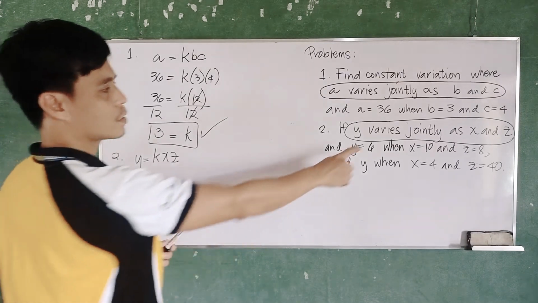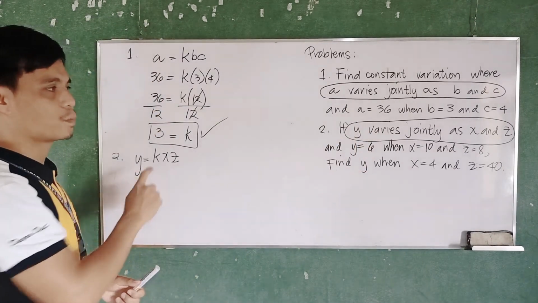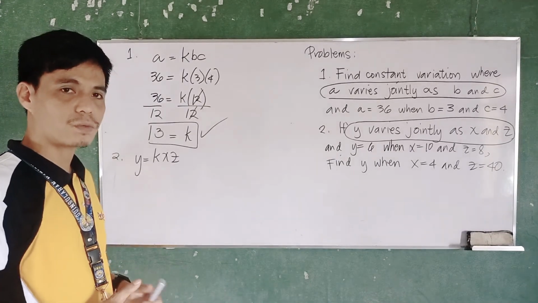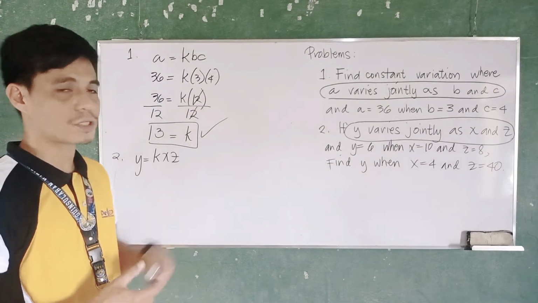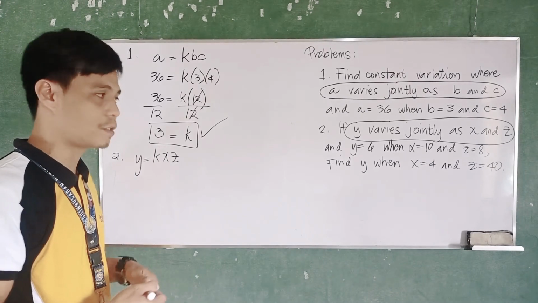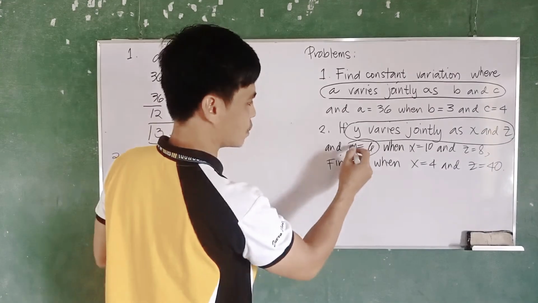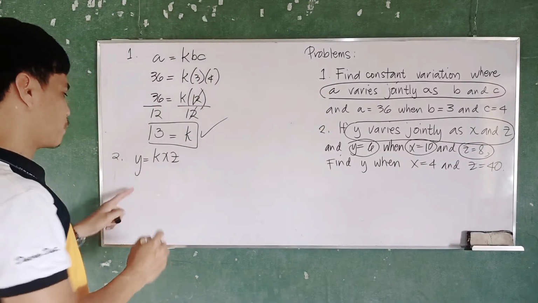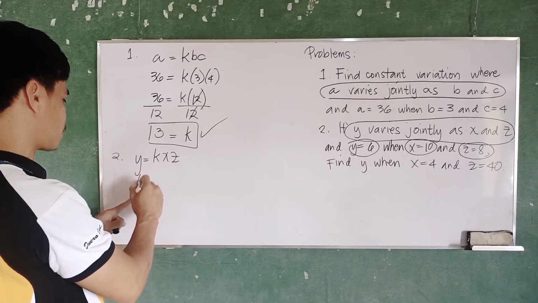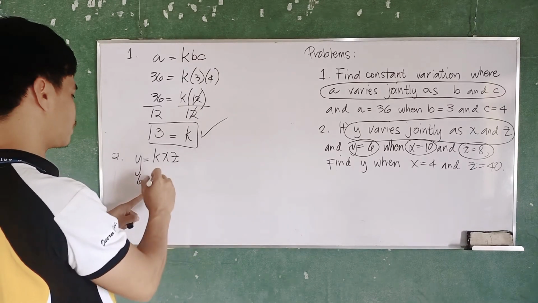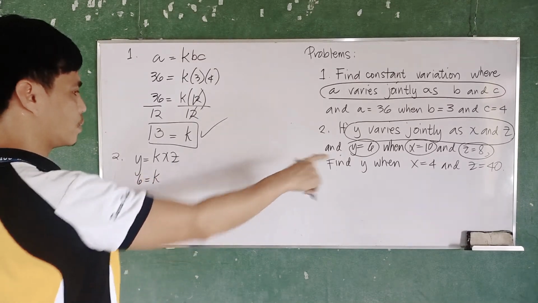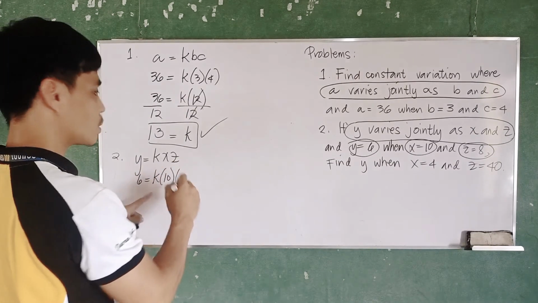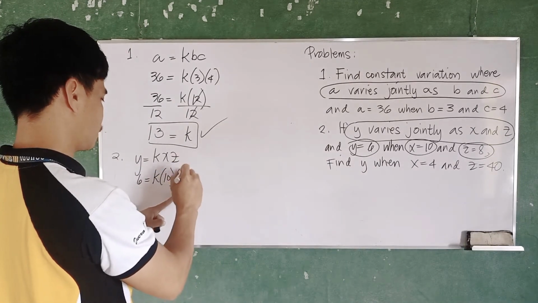So there you have it, guys. Our mathematical symbol for y varies jointly as x and z. And what we have to do next is to substitute the first value given. So given here is y is 6, your x is 10, and your z is 8. So therefore, substituting the value, 6 is your y, your x is 10, and your z is 8.